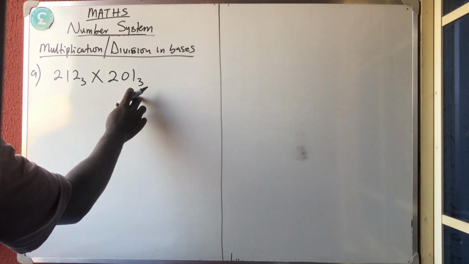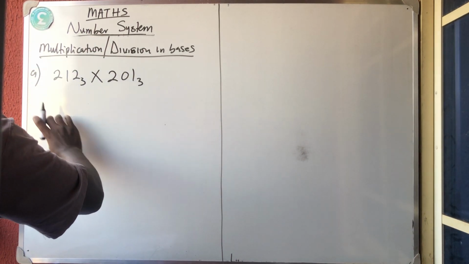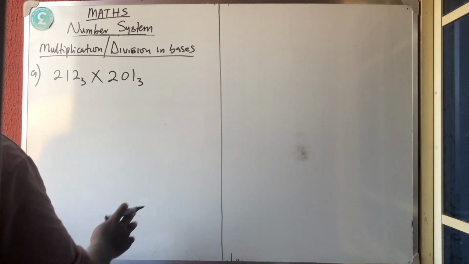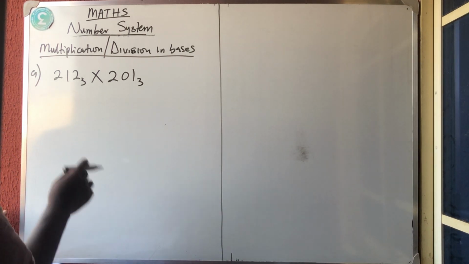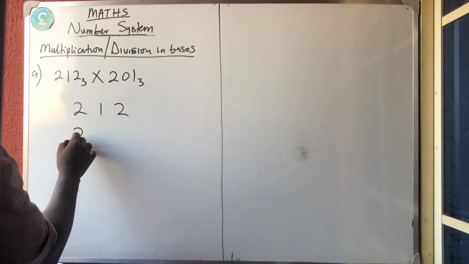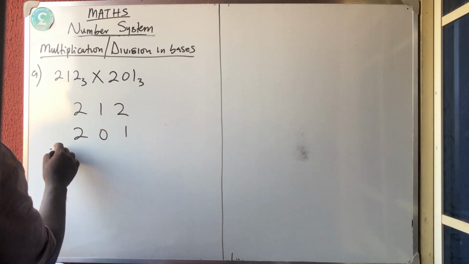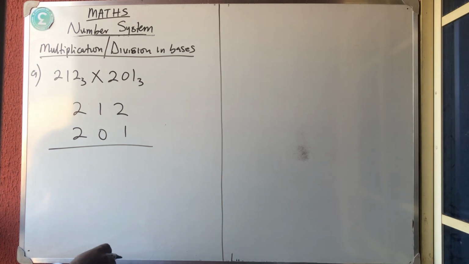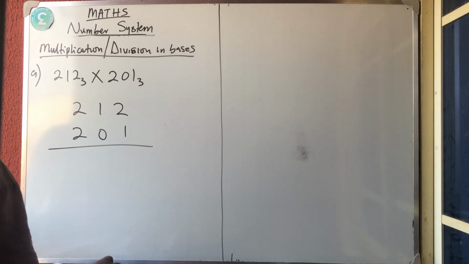If they are not in the same base, you do your normal thing. Convert each of them to base 10 and do whatever you want to do. Okay? Since they are in the same base, let's go. I have my 212 and 201. Remember the method we use in multiplication when you are in primary school.